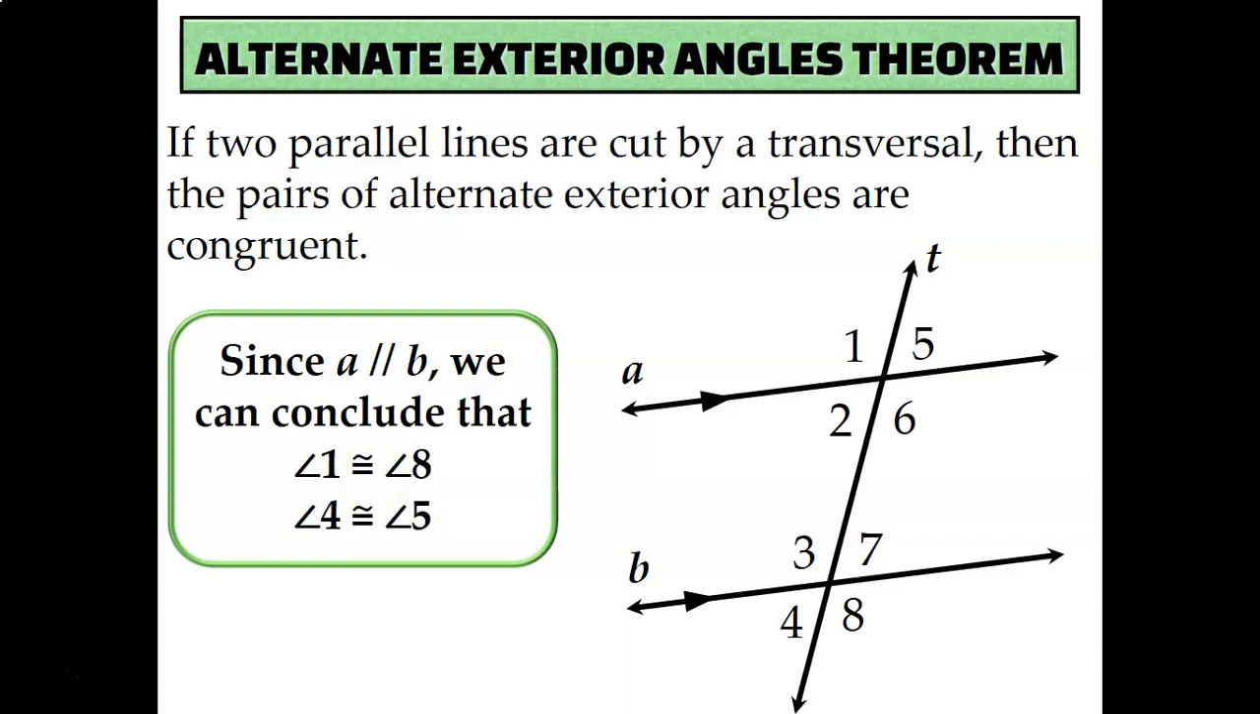And we learned alternate exterior angles, which are similar to alternate interior in that they're on opposite sides of the transversal. That's what alternate means. But instead of being in between the two parallel lines, they're on the outside of the two parallel lines. So for example, angle 1 and angle 8 would be congruent if line A is parallel to line B.